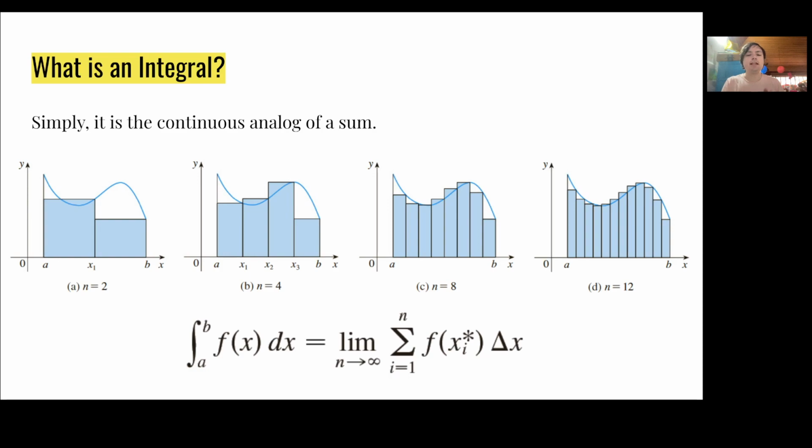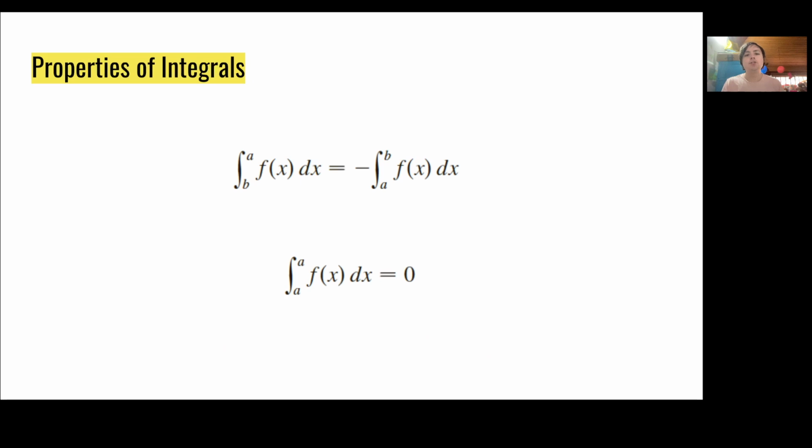And so you can see that the dx is the infinitesimally small version of the delta x on the right side of the equation. And we're still doing the same thing where it's finding the area of a box. So the f of x, which is the height, times dx, which is the width. Okay, so now what are some properties of integrals?